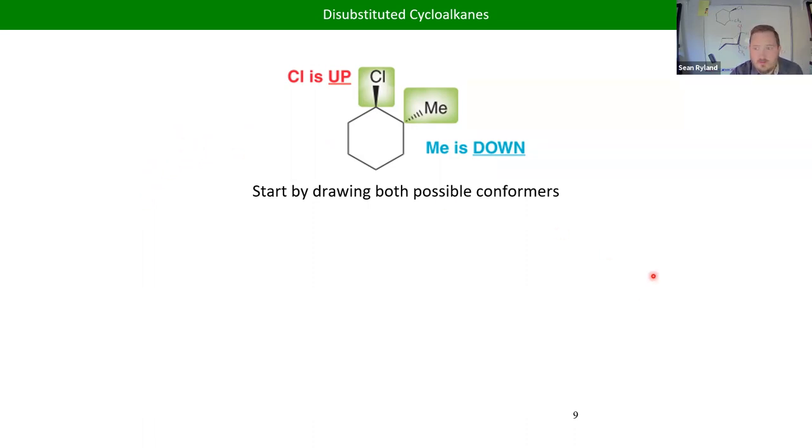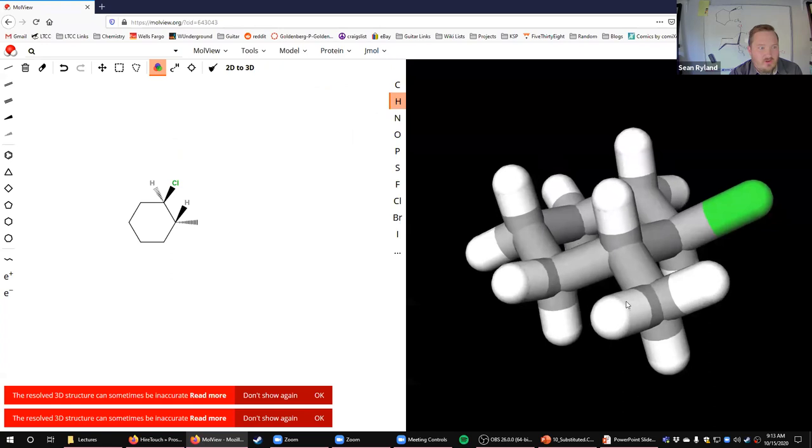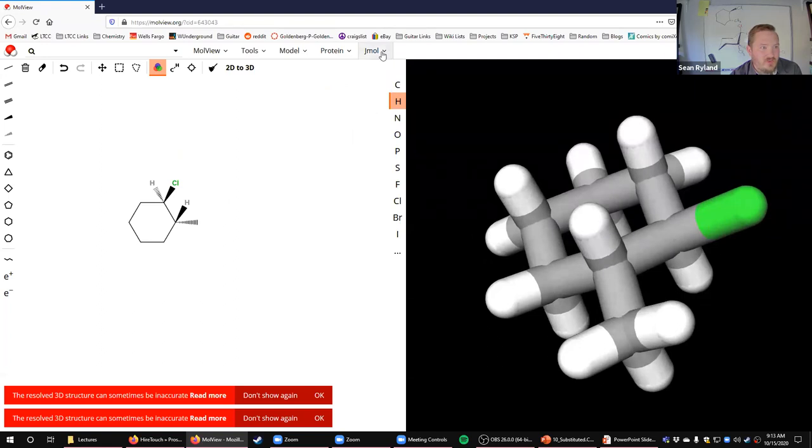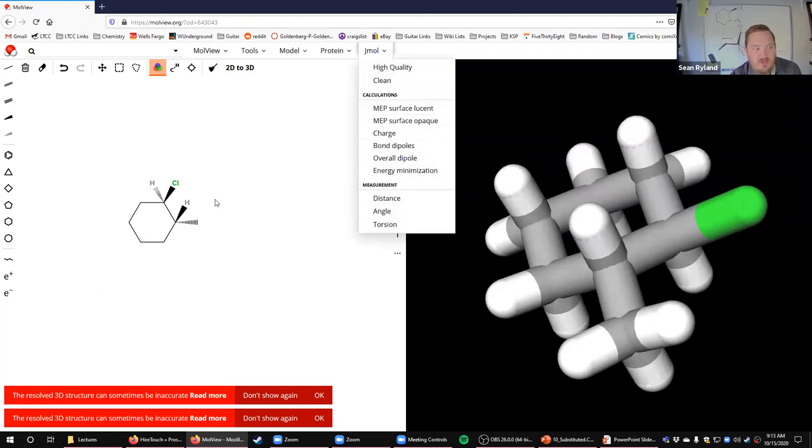Hey, is there a way to look at chair conformations on MolView? So not really, unfortunately. The 3D structures on MolView, you can look at them, but there's not really a good way to manipulate them or change them. All it does is take the 2D and turn it to the 3D. And then you can click and drag around.